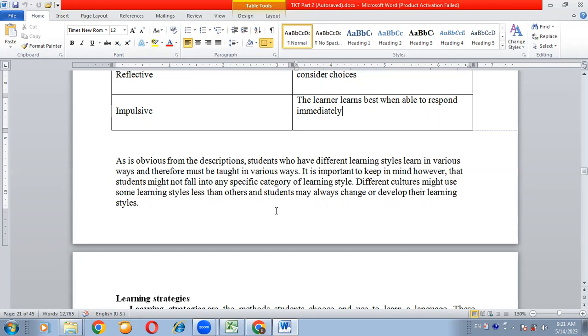It is important to keep in mind, however, that students might not fall into any specific categories of learning styles. Different cultures might use some learning styles less than others, and students may always change or develop their learning.